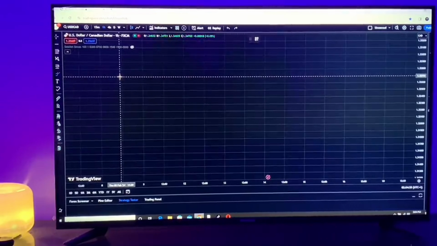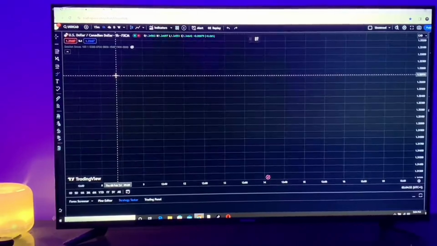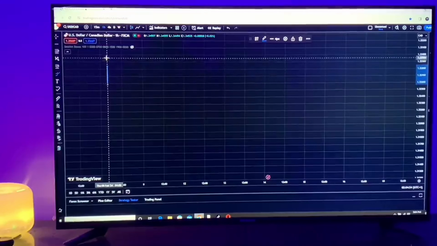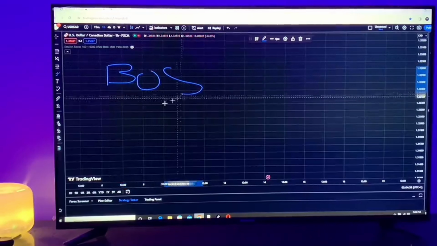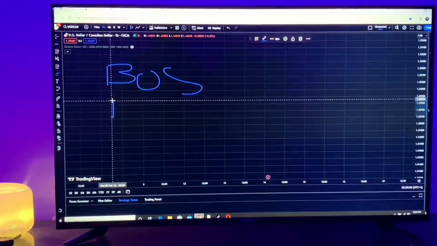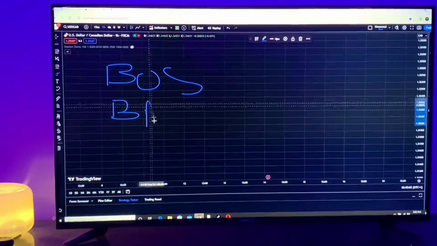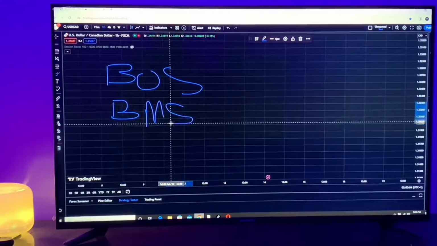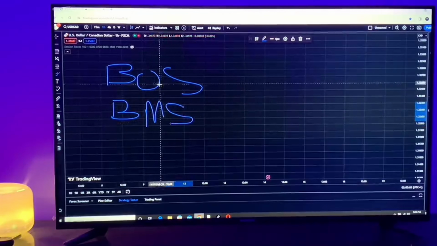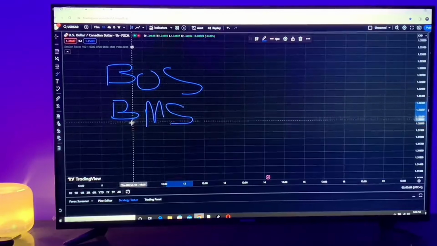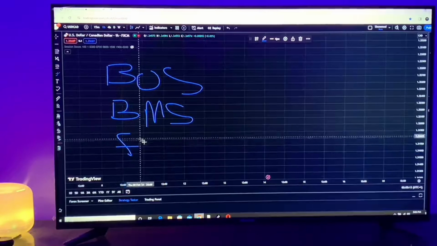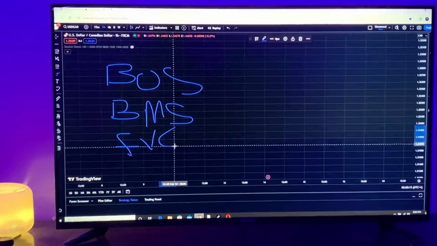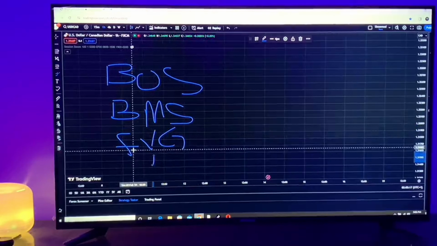Beginner traders who are trading SMC and stuff like that. You can see on some charts it will be labeled BOS. On some charts you have BMS. So I'm going to explain the meaning of these acronyms, these abbreviations for you. And on some charts you're going to see FVG, you're going to see IMB.